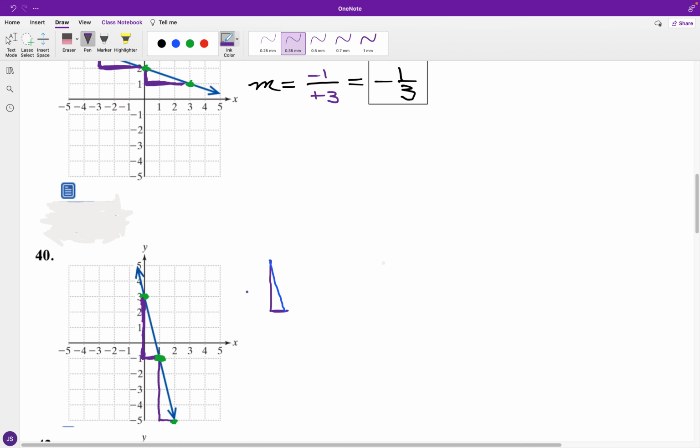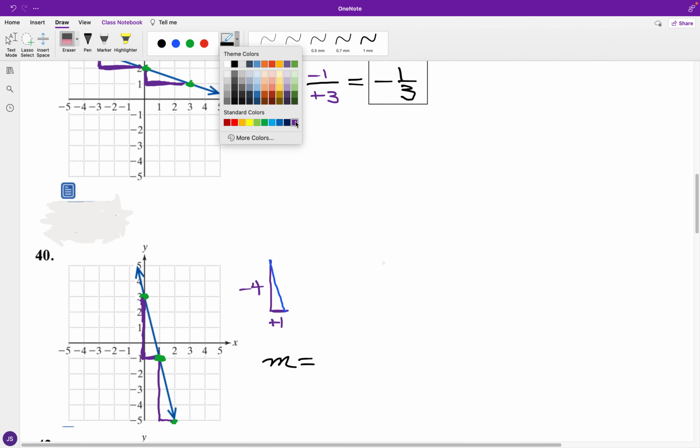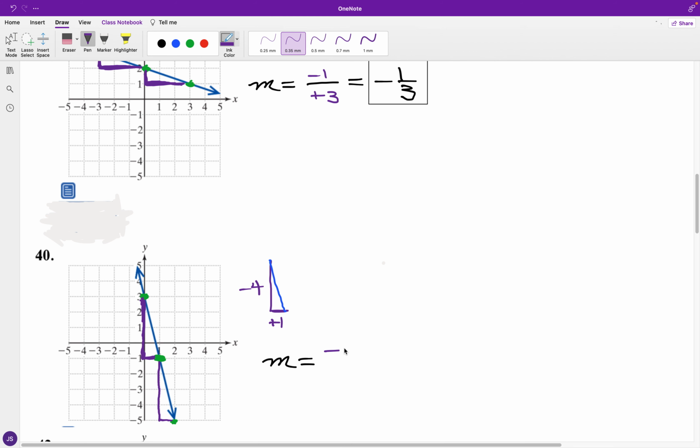And so I have in this pattern going down 4 units for every rightward shift of 1 unit. So we have a ratio of -4 to 1. So we have a negative integer slope value.